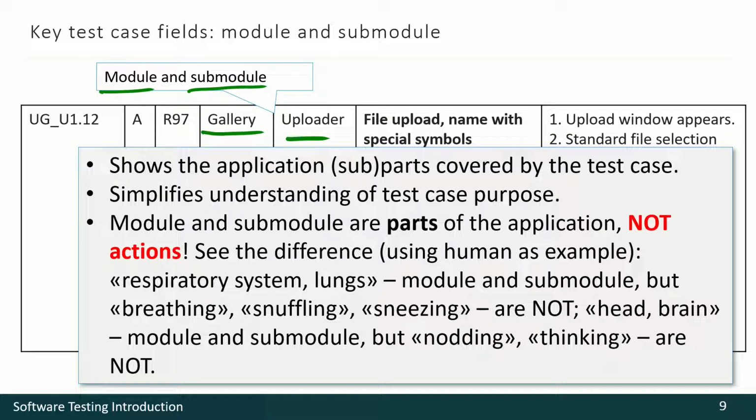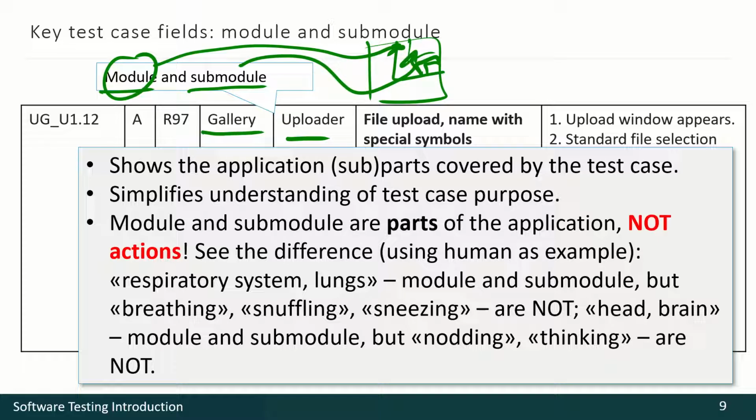The next 2 fields are module and submodule. We were talking in some of the previous videos that it's a good idea to split your whole applications into some parts, some subparts and so on. So a module is a rather big part, and a submodule is a subpart inside that big one. It's easy, it helps to write good checklists and then test cases. So these fields show that part and subpart covered by this test case.